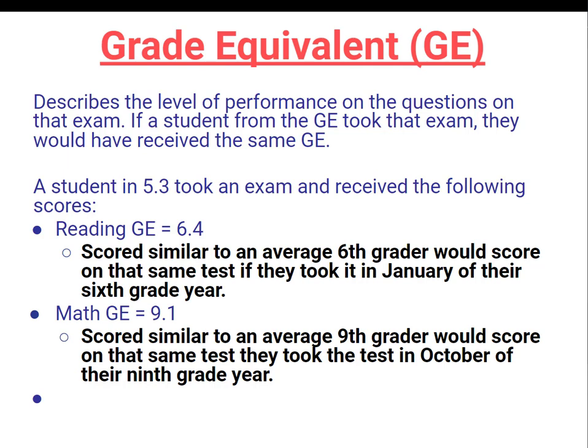Let's look at the math score. In this situation, the student got a math score of 9.1. That means that if a 9th grader in October came and took that exact same test, then they would receive approximately the same score as this 5th grader did when they took the test in December. What's important here is that this does not describe skills or curriculum. This describes what's on that exam.